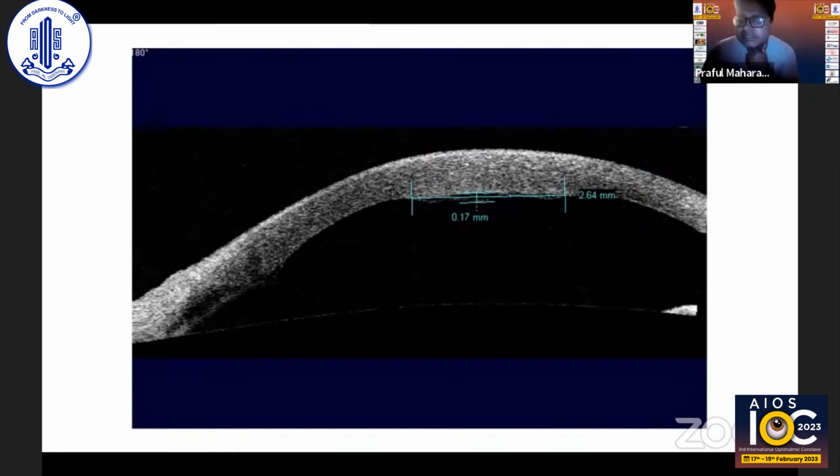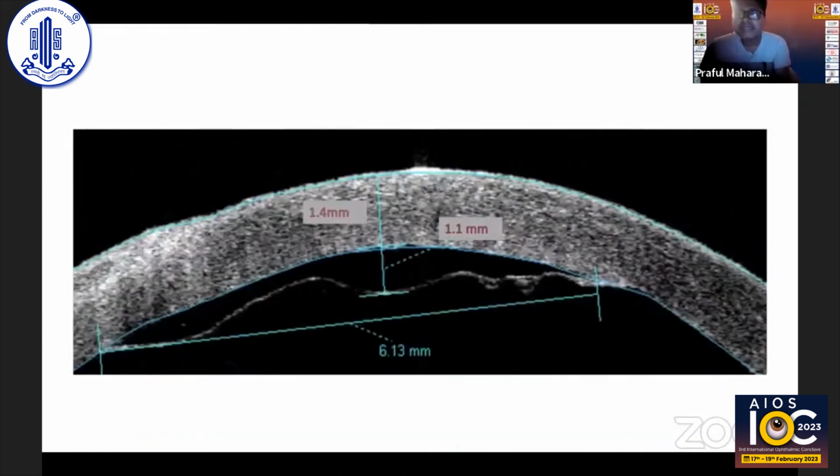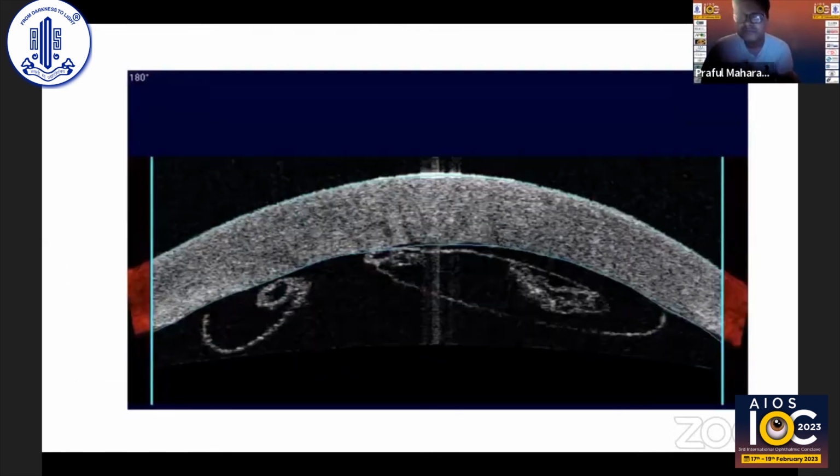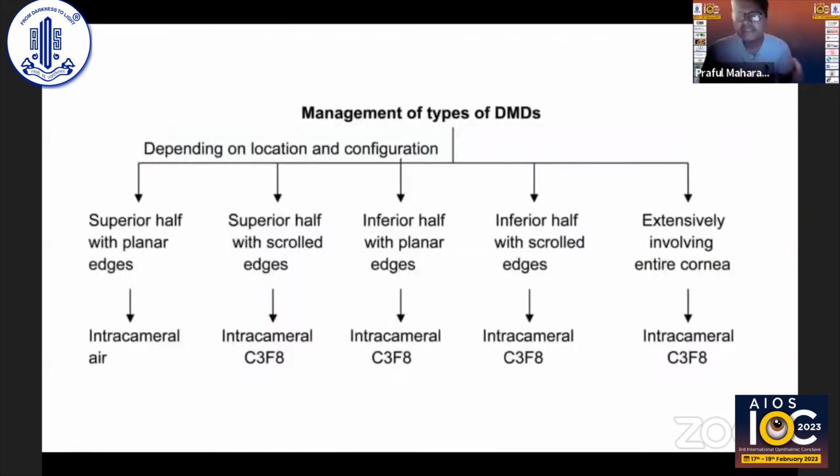Here you can see the DM is detached, but the distance is less than 1 mm. So we label this as planar. Anything more than 1 mm, as you can see, it's more than 1.1 mm from the stroma, is a non-planar one. When the edges are rolled, it's known as a scroll DMD. If not rolled, then that's a non-scroll DMD. Based on that, we recommended this management guideline.